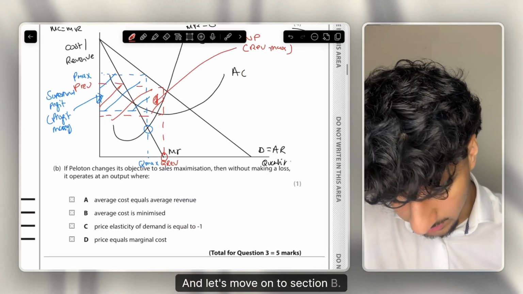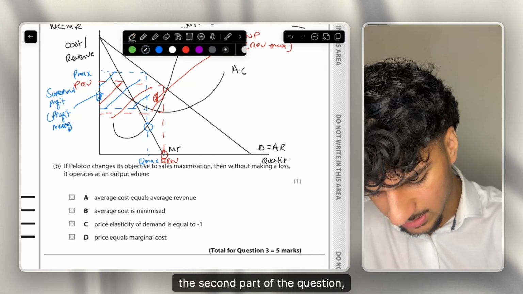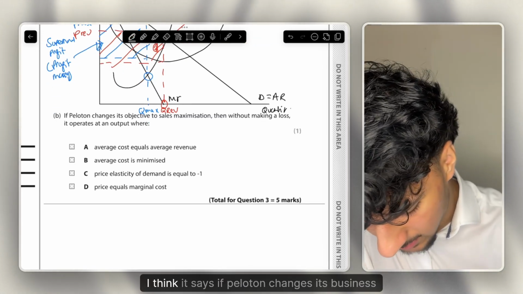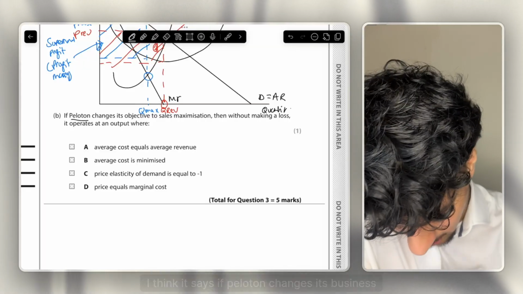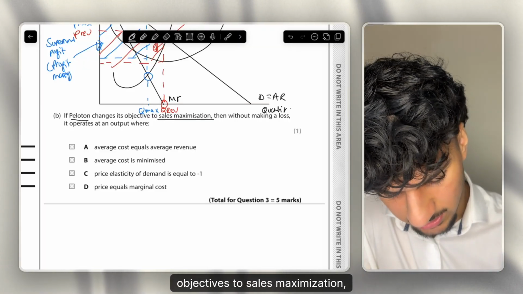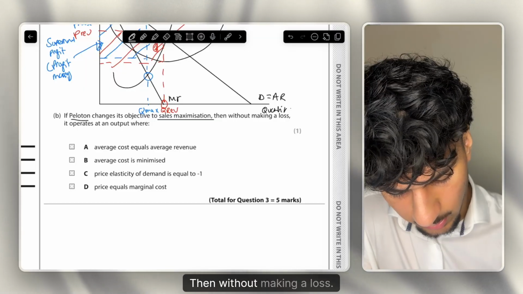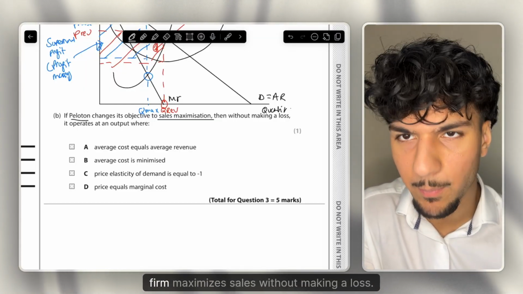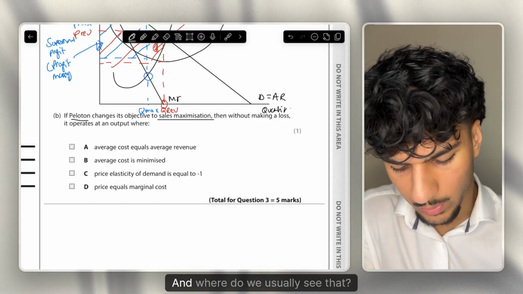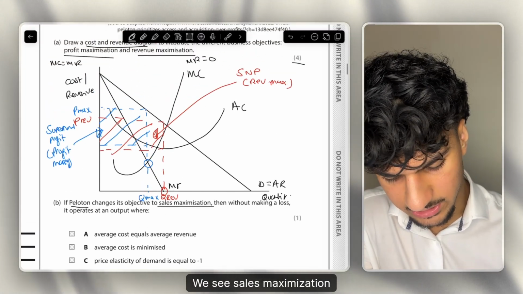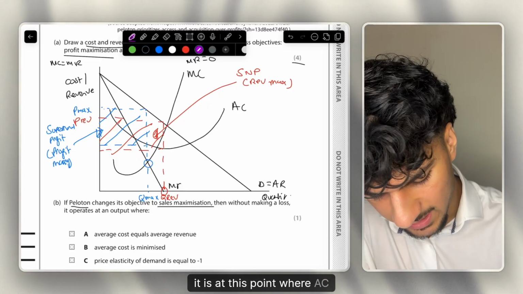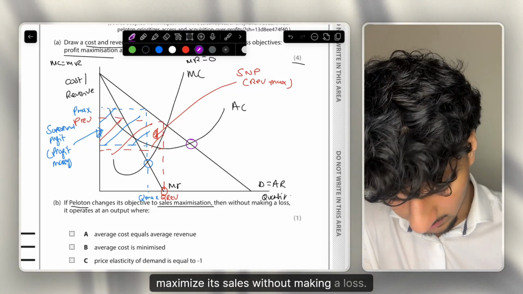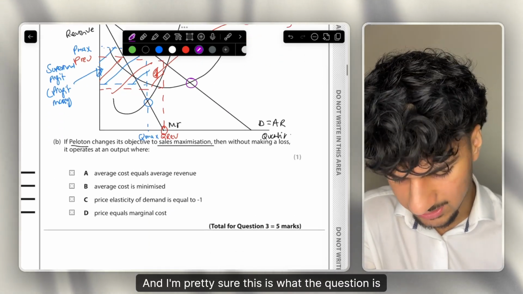And let's move on to section B, the second part of the question, which is, let's have a read of it. So if Peloton changes its business objectives to sales maximization, then without making a loss. That's a bit weirdly worded. So of course, sales maximization is just when a firm maximizes sales without making a loss. And where do we usually see that? We see sales maximization at this point where AC equals AR, because that is where a firm can maximize its sales without making a loss. And I'm pretty sure this is what the question is also asking us.